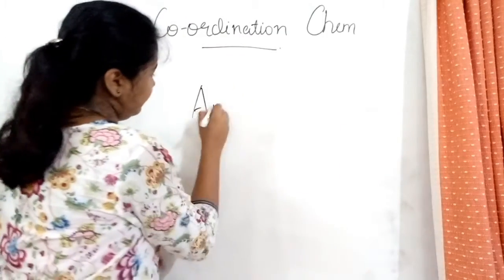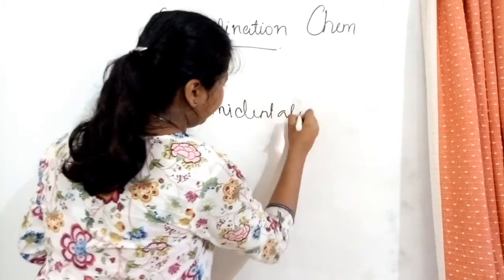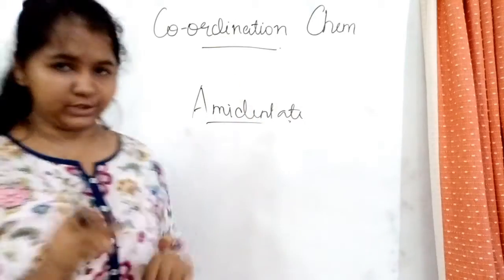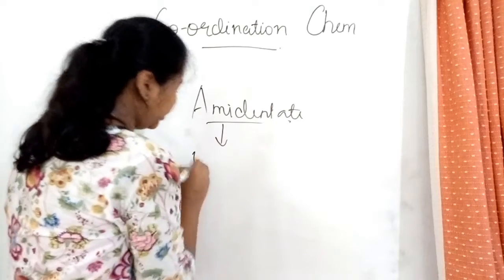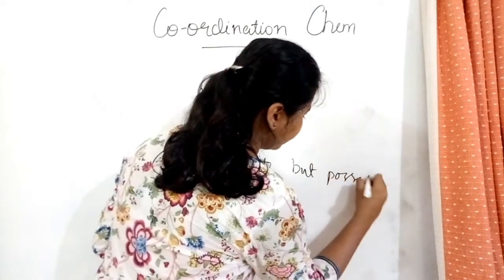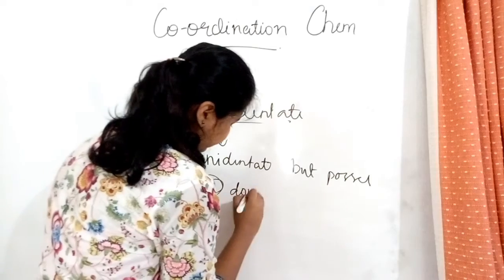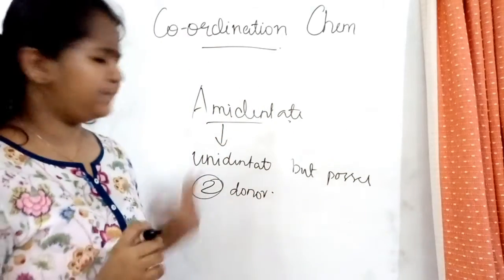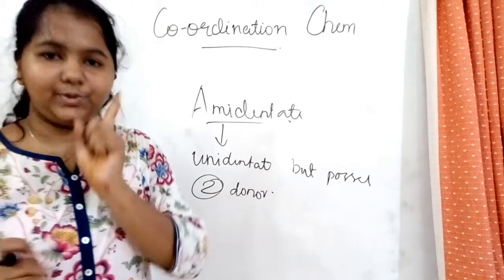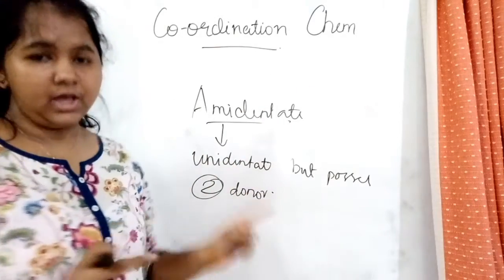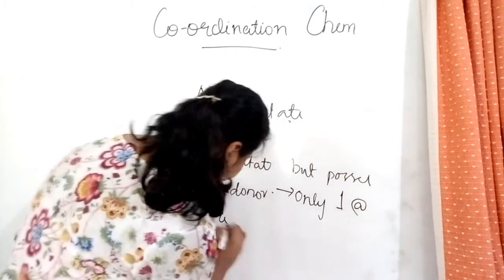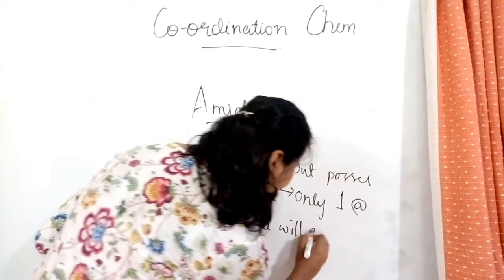So, let's write. Ambidentate ligand. These are unidentate ligands but possess 2 donor atoms. You might think, how is that? That's bidentate. How can you call it unidentate? But over here, even though there are 2 donor atoms, only one of them works at a time. Only one at a time will act as a ligand.